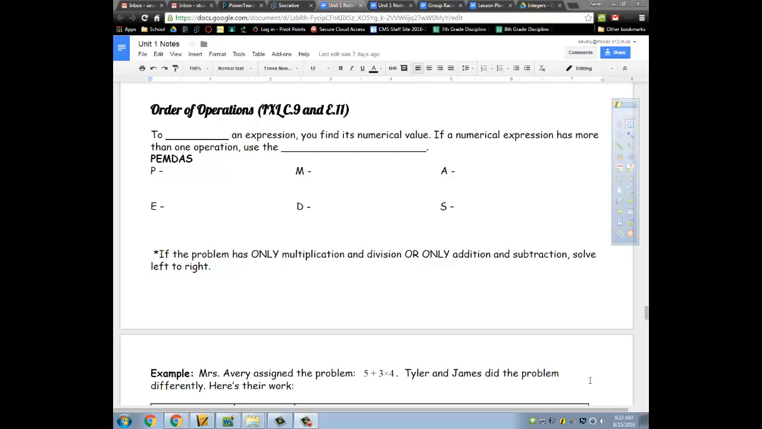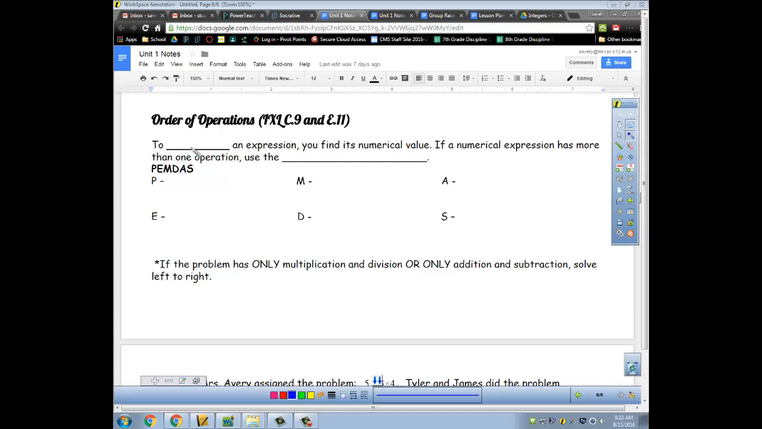Today we're going to be talking about order of operations, which I know that you have done before because I've already had some people talk about it. So first, to evaluate an expression, you find its numerical value. So we've seen problems like this already this year, where if the directions say evaluate, it really just means solve. So this means solve. If a numerical expression has more than one operation, and when I say operation, I mean add, subtract, multiply, or divide, we're going to use the order of operations.